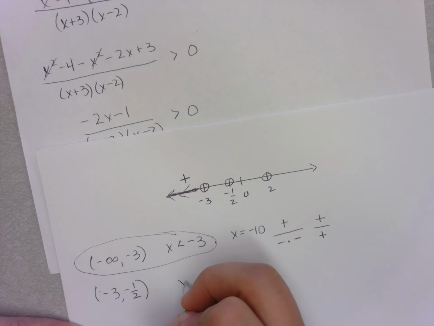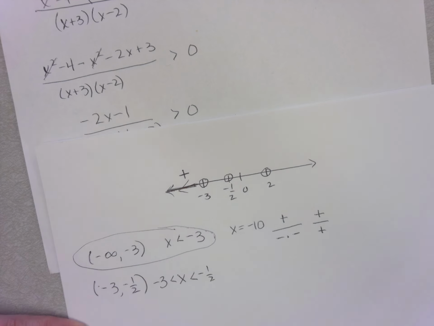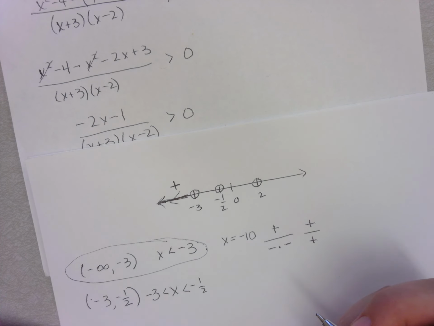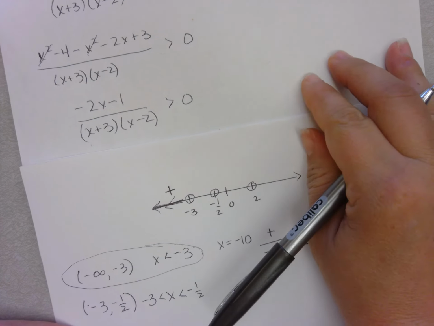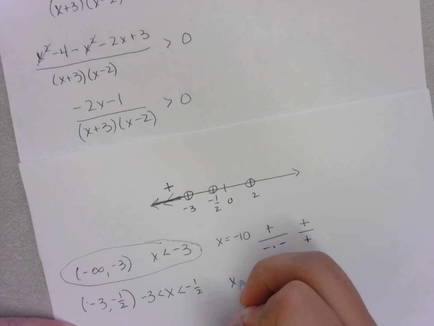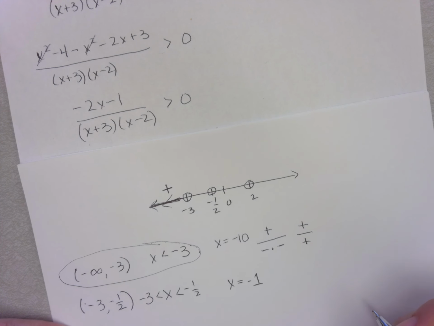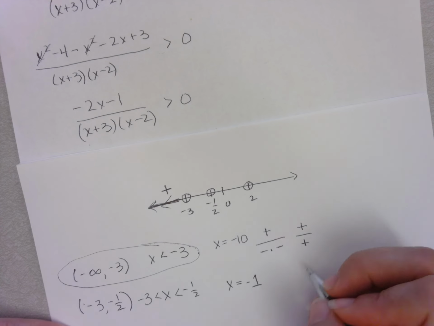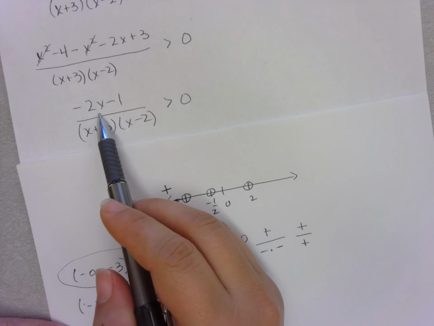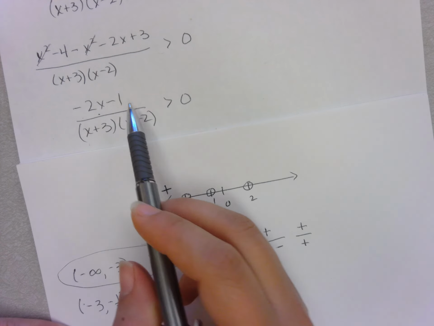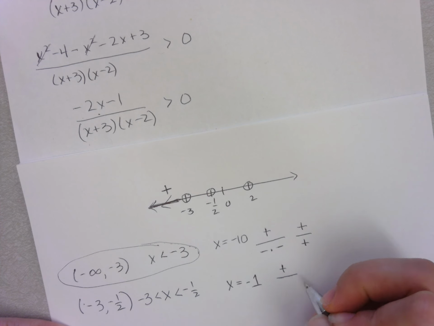Or I could say that x is between negative 1/2 and negative 3, like this. All right, so let's use a nice integer here. So let's try x equals negative 1. If I plug in negative 1, I get negative 2 times negative 1, which gives me positive 2 minus 1, so I get a positive value on the top.